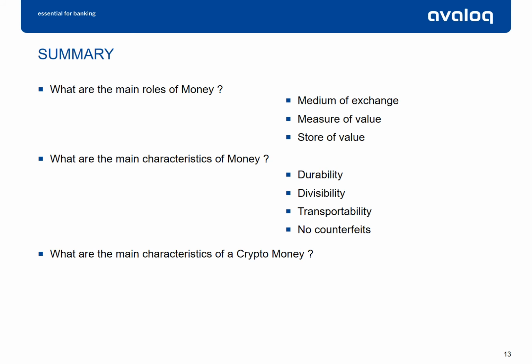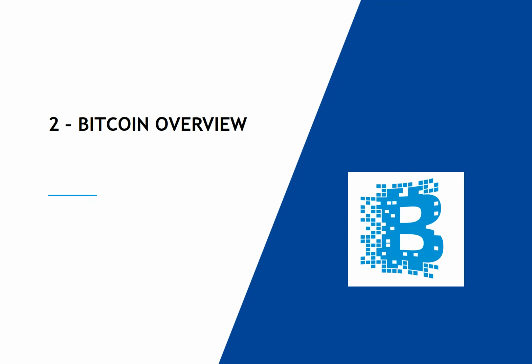What are the main characteristics of a crypto money? Trust without intermediary, speed, anonymity, and low transaction fees. Now that we have reviewed the money function and characteristics, we have understood the requirements for a crypto money. Let's now see how this has been implemented in the most popular cryptocurrency, the Bitcoin.